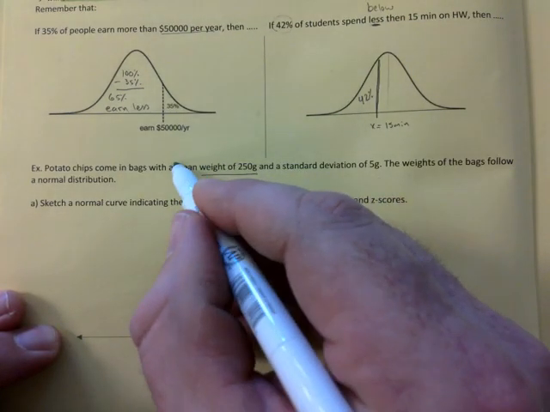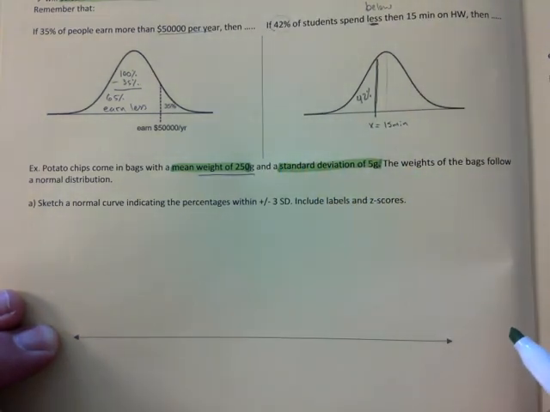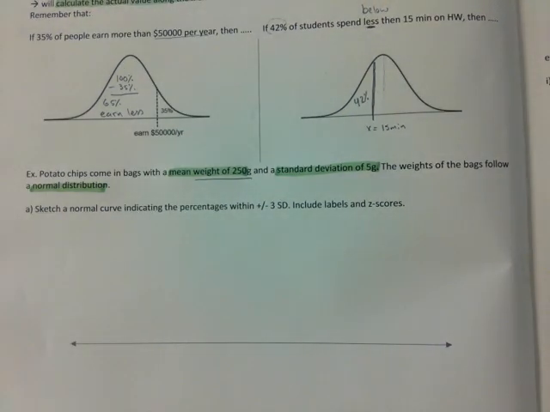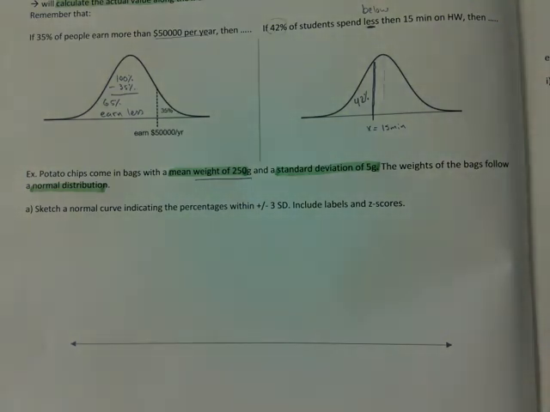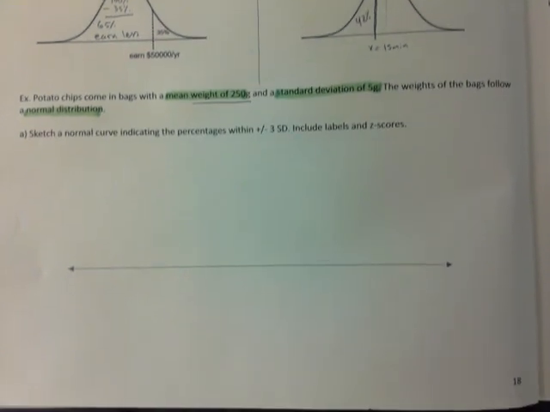Mean weight of 250 and a standard deviation of 5 grams. The weights of the bags follow a normal distribution. That tells us a lot. We know what the graph looks like. Sketch a normal curve indicating the percentages plus or minus 3 standard deviations, label, and the z-scores and everything. Can you go ahead and do that?